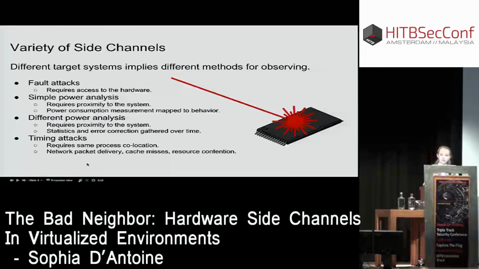An example of that would be network packet delivery time. Your attacking process would record that packet delivery time, but in order for that to be profitable, it must be co-located or neighboring the target. The attacker must be co-located with the target, so it must be on the same machine or on the same network as the target that you're looking at.